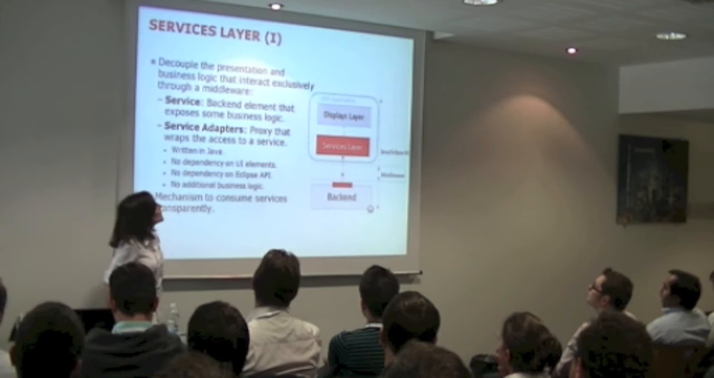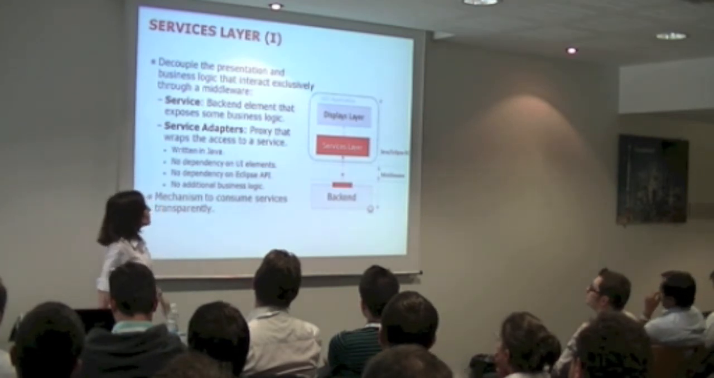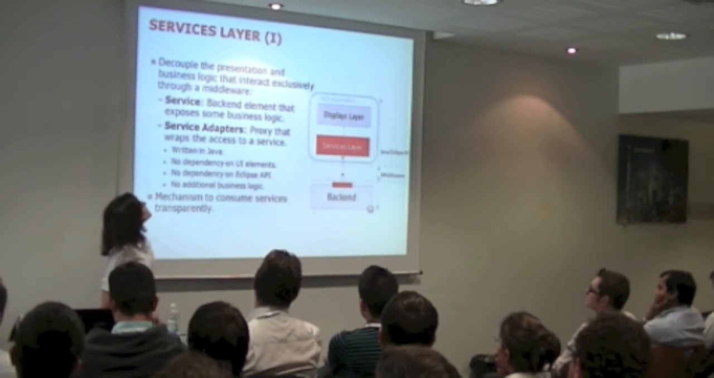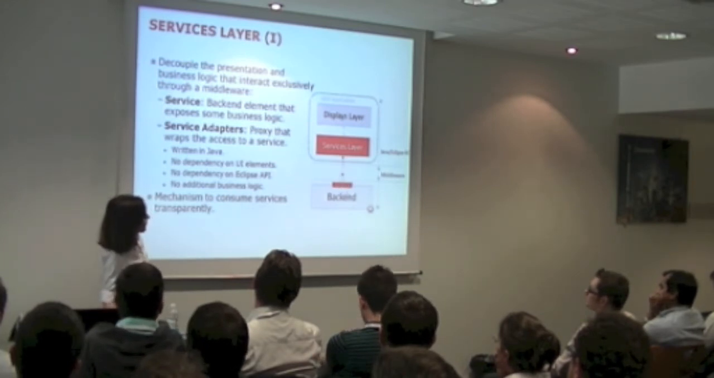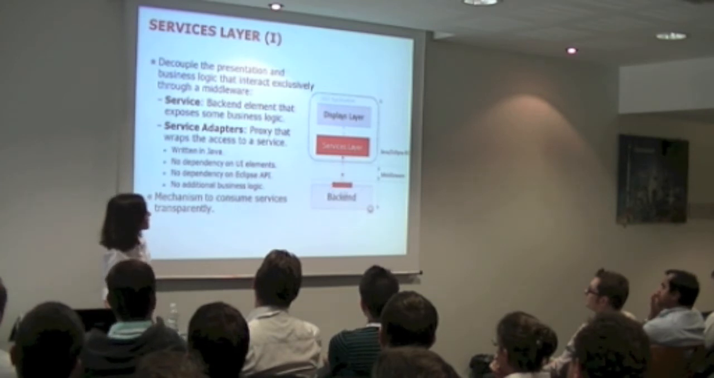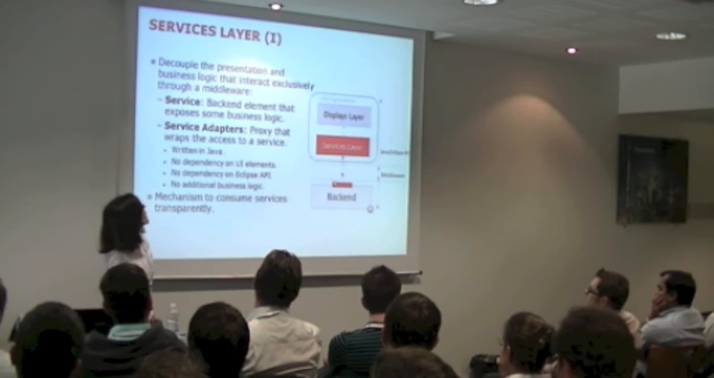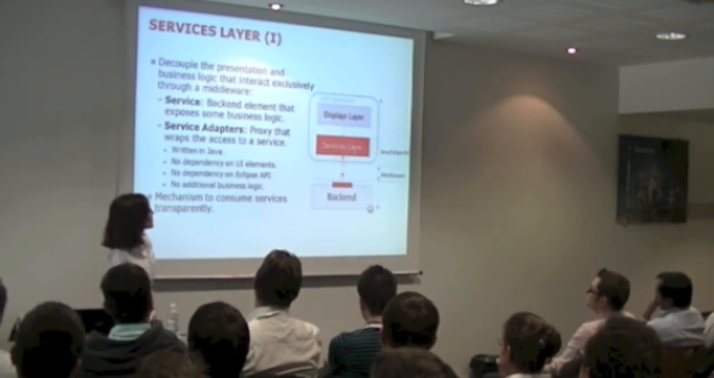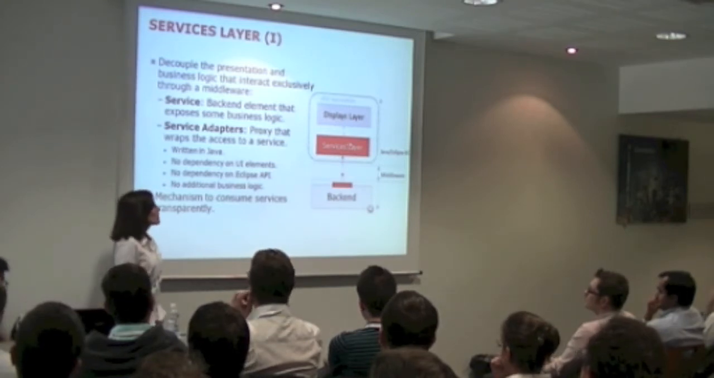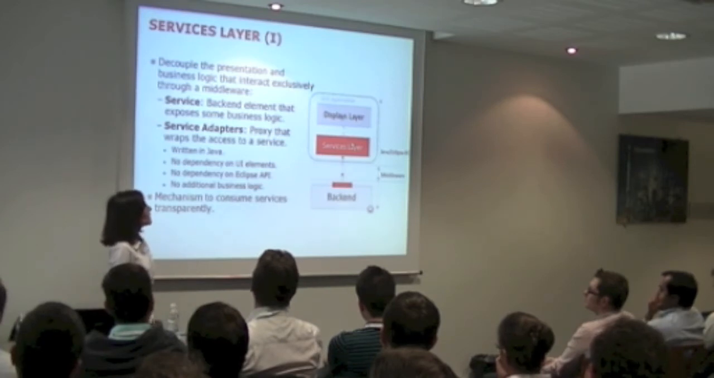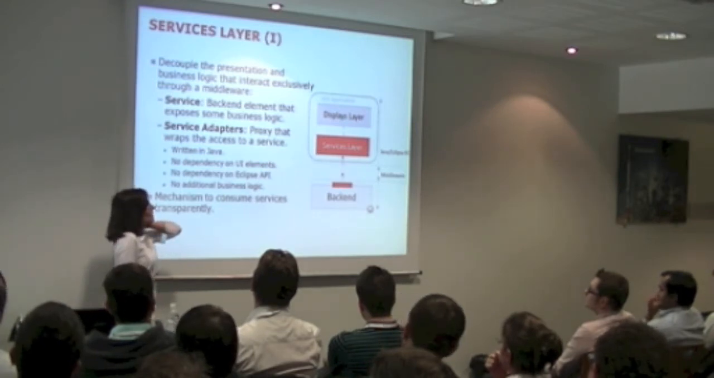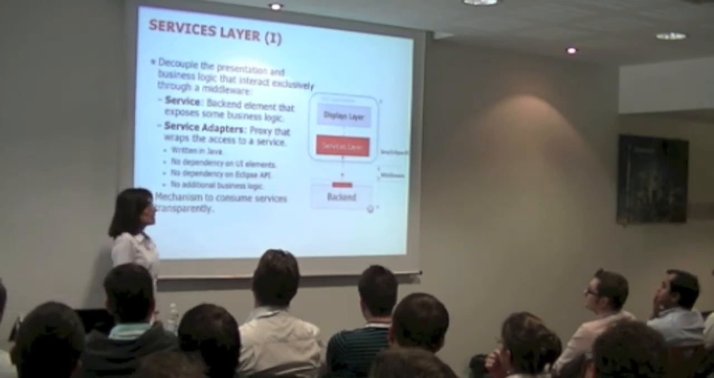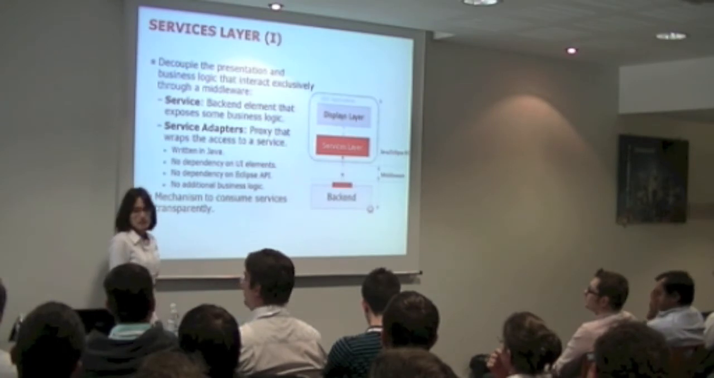The service layer decouples the presentation layer and the business logic, and communicates with the backend by means of the middleware. This service layer defines a new concept for us, the concept of service, which is a software element in the backend that exposes the functionality of the backend, and the service adapter. The service adapter is a software element in the service layer. It's like a proxy that allows us to access the functionality in the backend, but it's just a proxy. It doesn't implement any additional business logic, it's implemented in Java, doesn't depend on any graphical element, and doesn't depend on any Eclipse API.